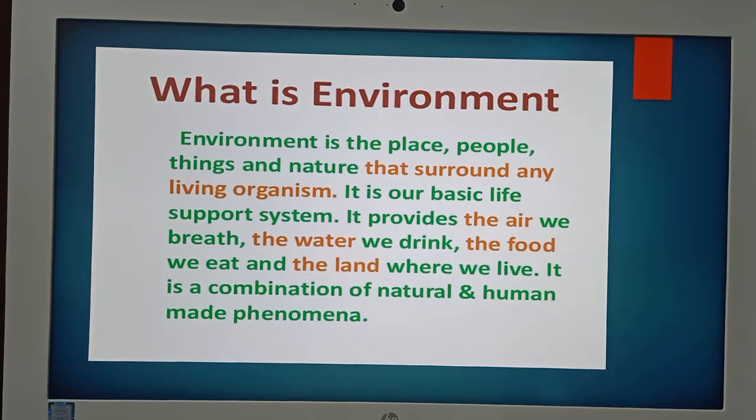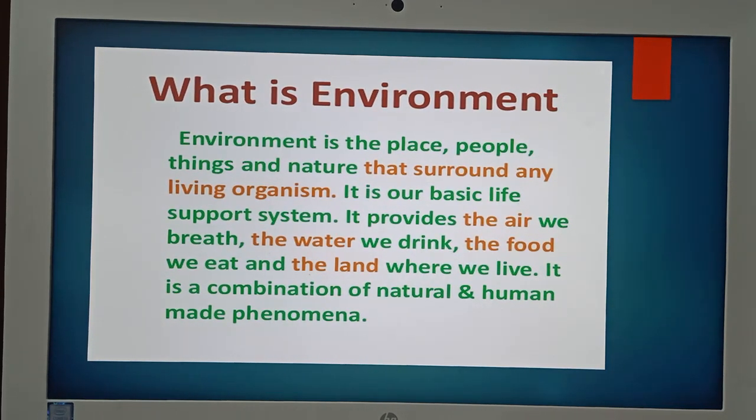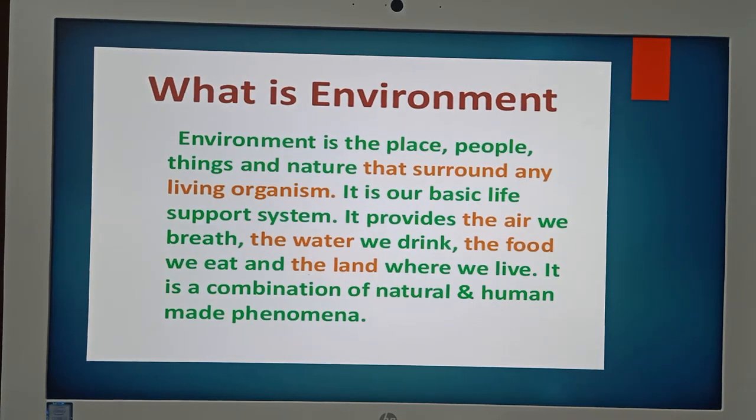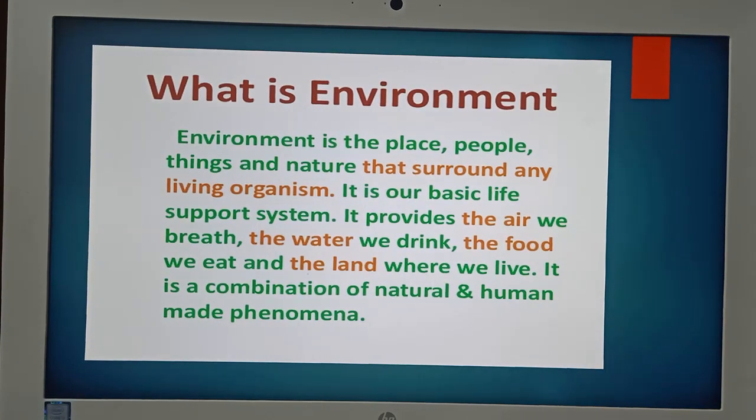It provides the air we breathe, the water we drink, the food we eat, and the land where we live. It is a combination of natural and human-made phenomena.